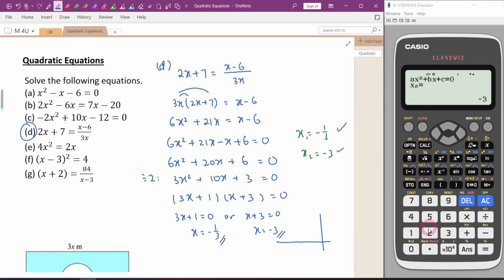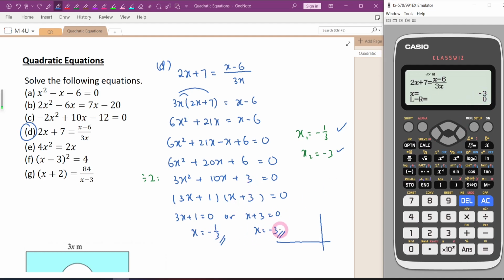If I key in this one, let me go back to this. 2x plus 7 equal to x minus 6, 3x. Now I'm going to ask my calculator to help me solve it. I key in 1000 as I did just now. I get negative 3, and then I key in negative 1000. The calculator still gives me the same answer, negative 3, not able to get this one.